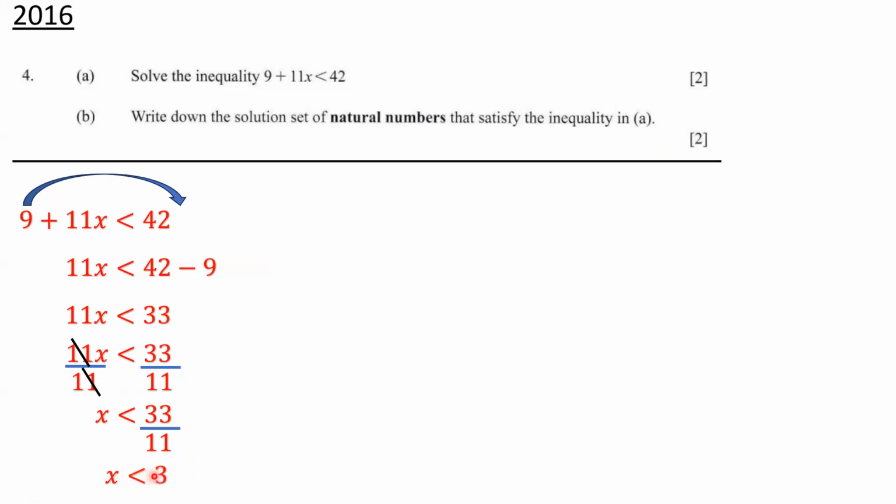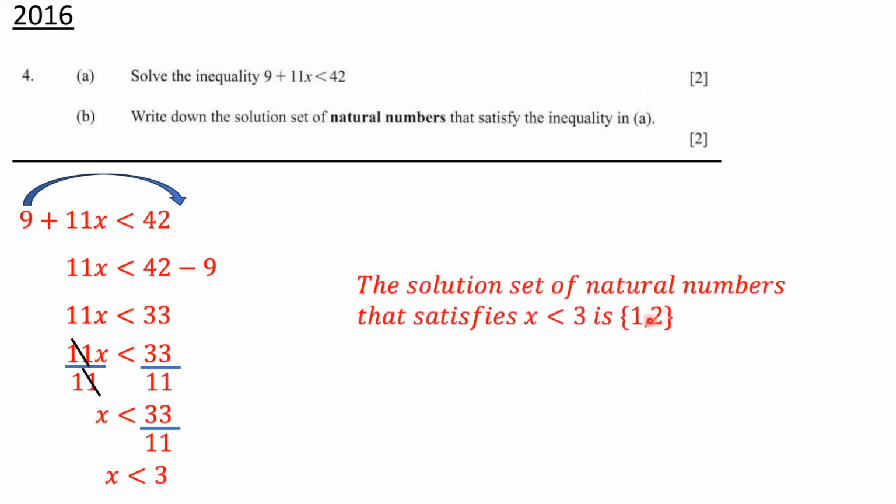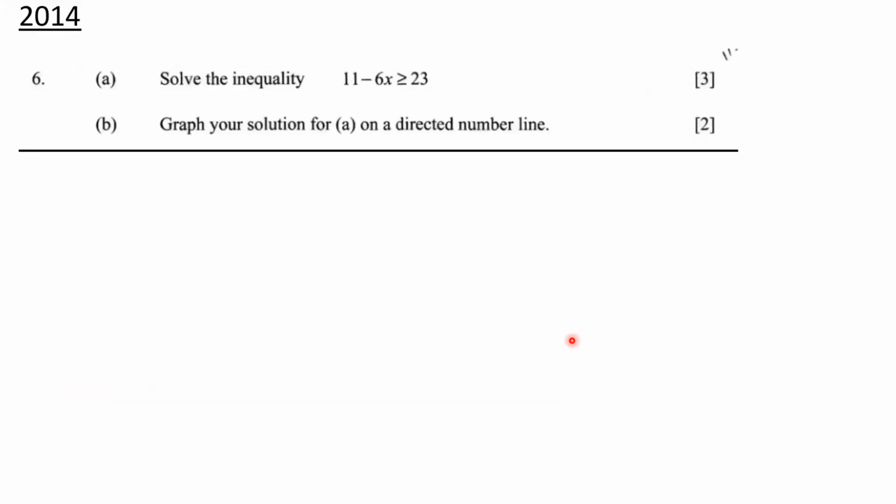And so we want natural numbers which satisfy this inequality. So what natural numbers are less than 3? Well, that will be 1 and 2 because 1 is less than 3 and 2 is less than 3. So the solution set of natural numbers that satisfy the inequality x is less than 3 is the set 1, 2. Okay, let's move on to the next question.